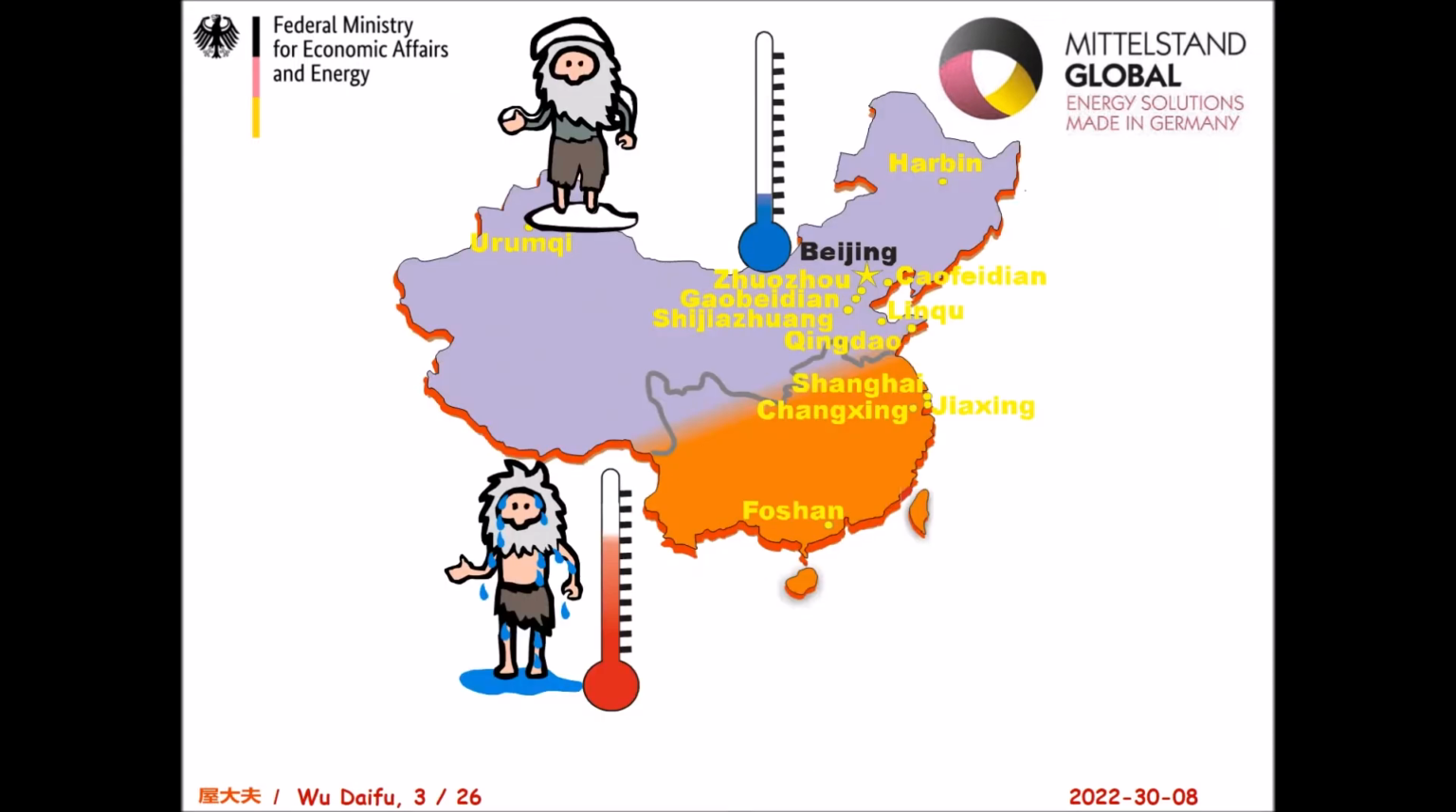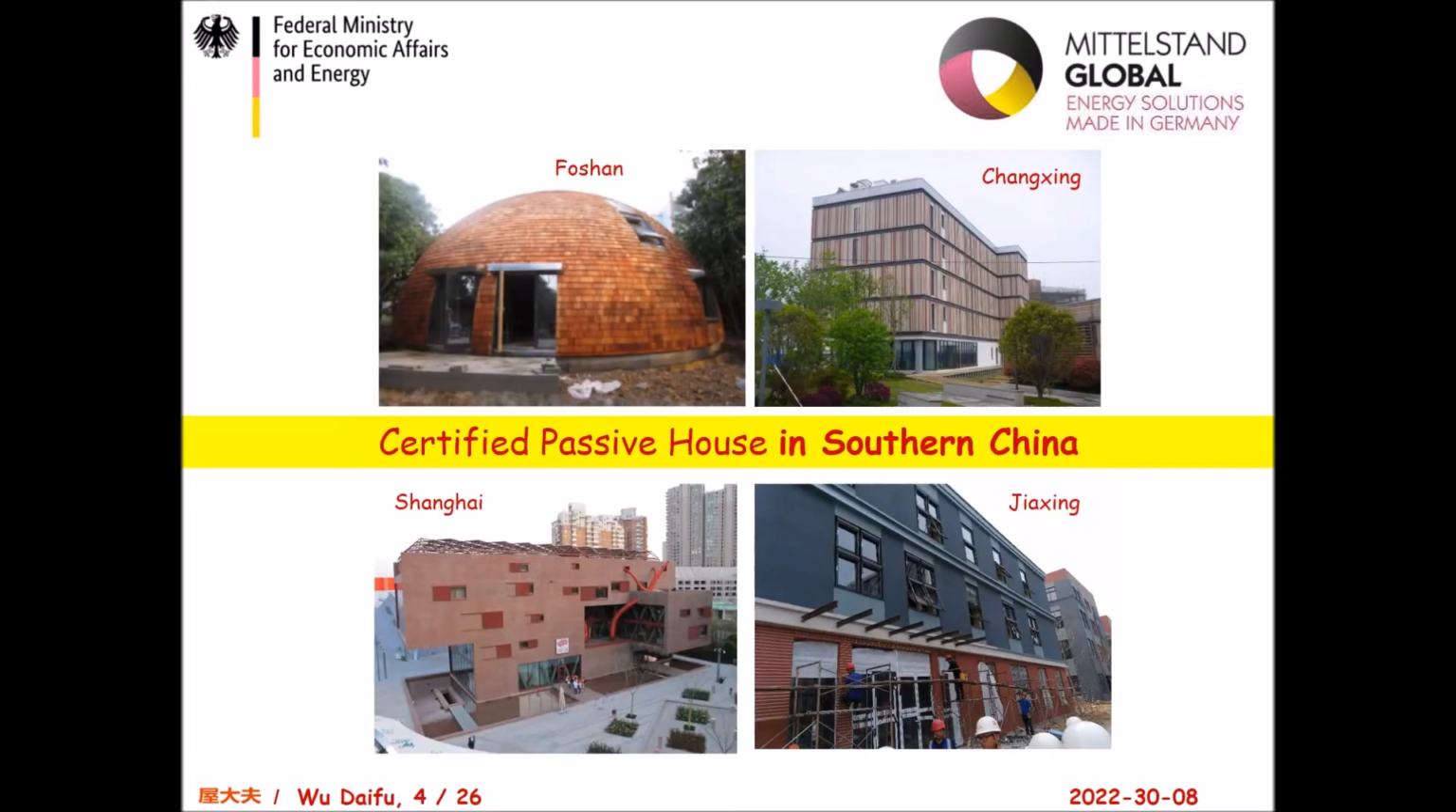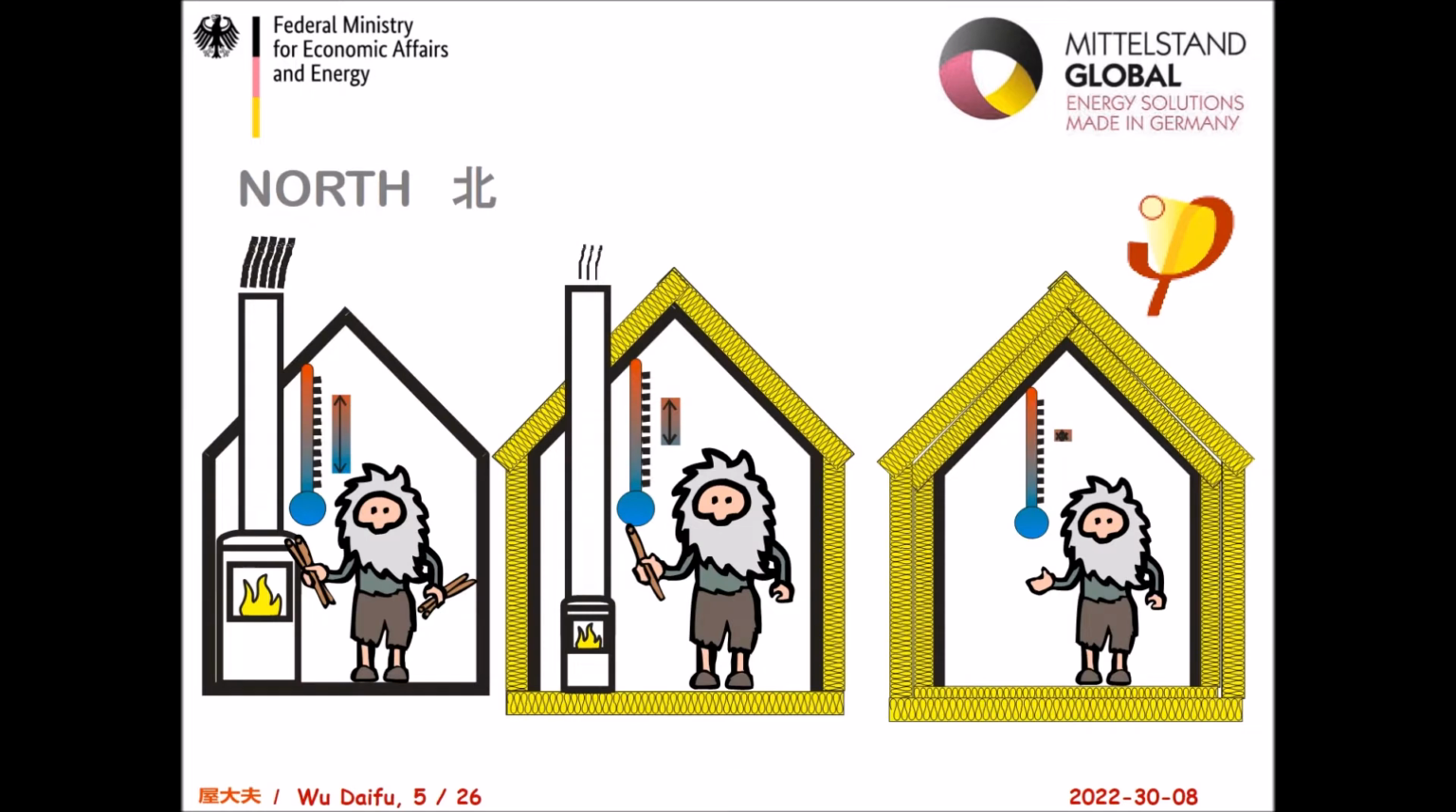What I've done in China, very easy. I have done a lot of airtightness tests in different parts of China, in the northern part and in the southern part. And you can see here the cities. The northern colder part is a bit different to the warmer part in the south of China. Here you can see some pictures from Shanghai, Fushan, Jiangxing, and Yaxing.